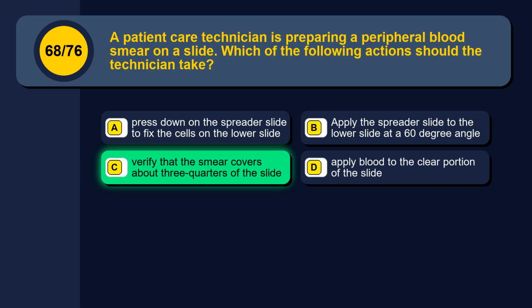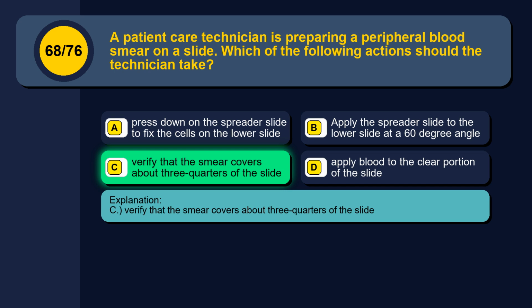The correct answer is option C, verify that the smear covers about 3/4 of the slide.